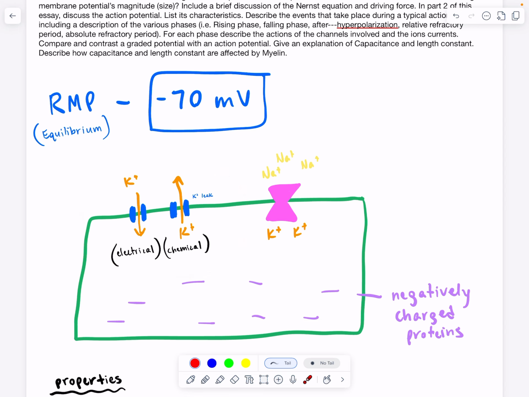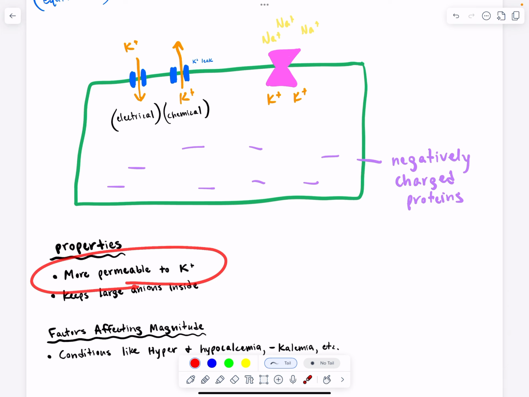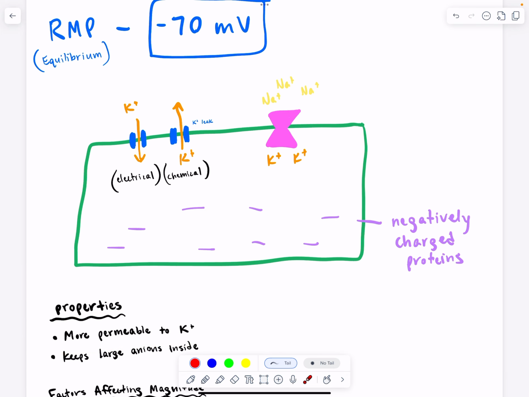So we create gradients with this sodium-potassium pump. So a bunch of sodium out here, a bunch of potassium in here. Another property is that the membrane is more permeable to potassium. So sodium is kind of stuck out here. It wants to come in, but it can't really because there's not many channels for it. But there are a bunch of channels for potassium. So potassium builds up big time in here. And so the chemical gradient says, okay, I want to go out of the cell. So it does. The chemical gradient makes potassium leave the cell.